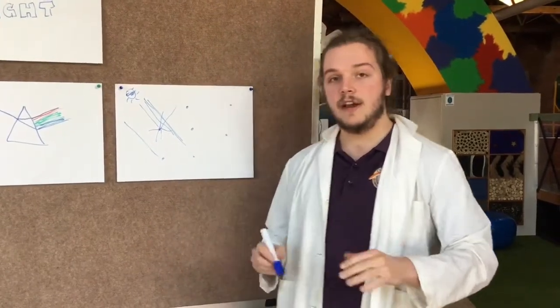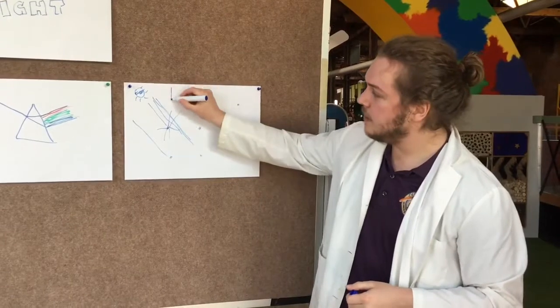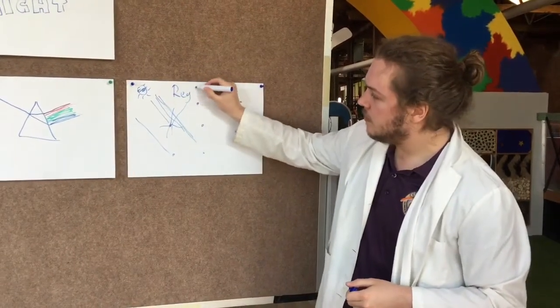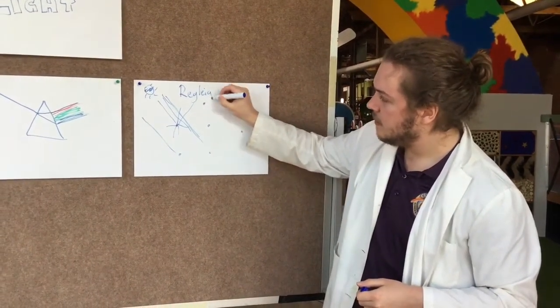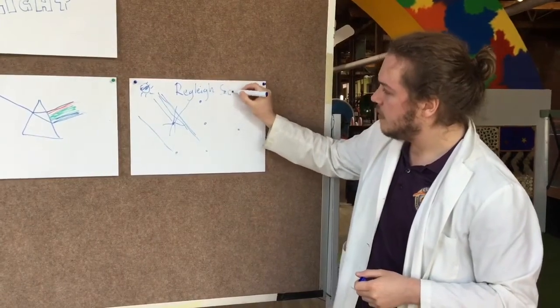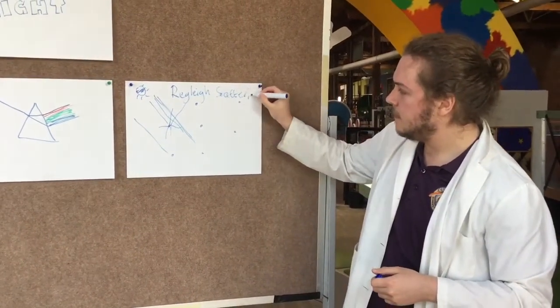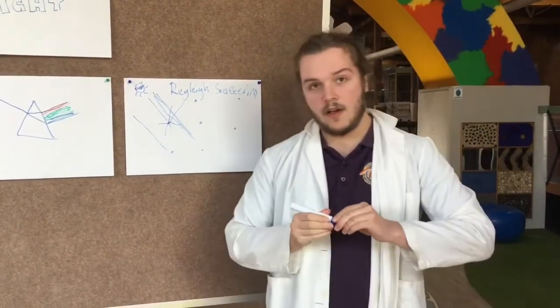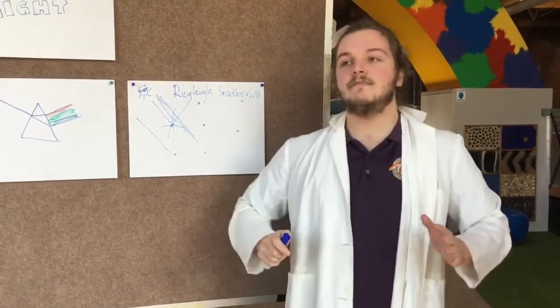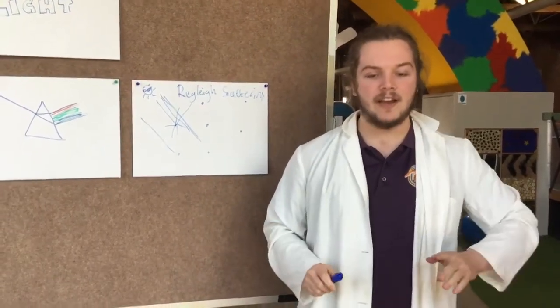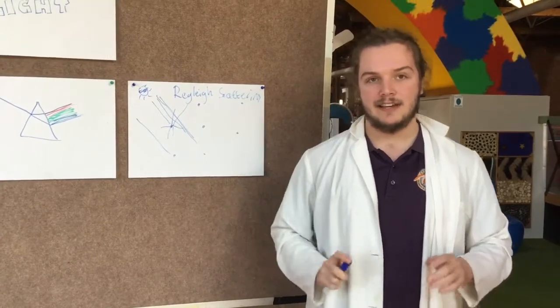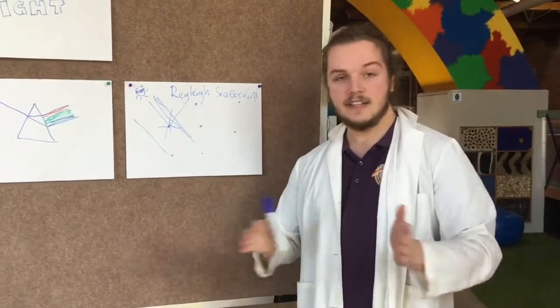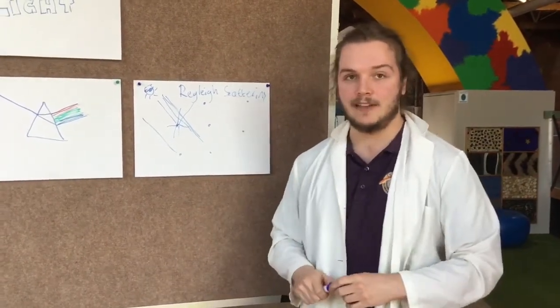This has its own technical name: Rayleigh scattering. It was discovered by Lord Rayleigh back in about the 1800s. He discovered the scattering of light depending on the wavelengths of our light.